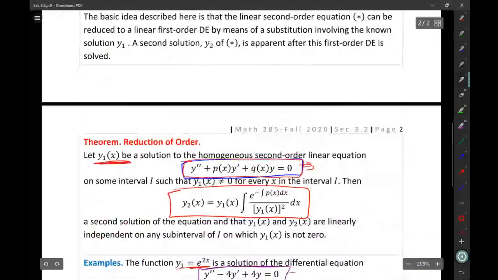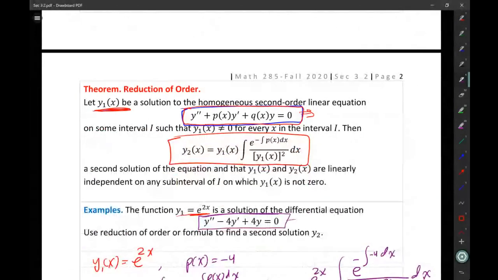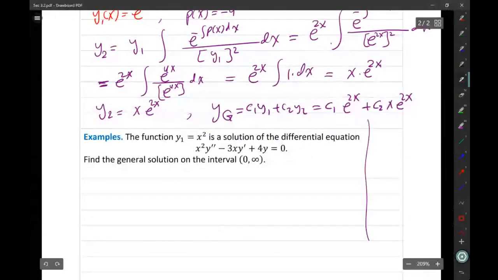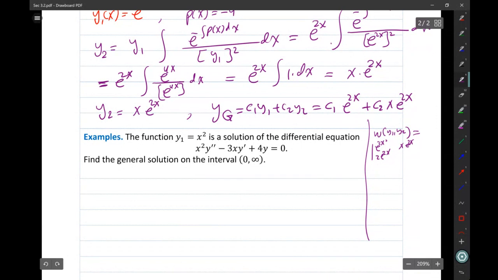Now we have an important notice here: y1 and y2 should be linearly independent. And if you remember from the previous section, to be linearly independent, their Wronskian determinant should not be equal to 0. Now let us check here. The Wronskian of y1, y2 is the determinant of e to the power 2x, 2e to the power 2x, x e to the power 2x, and here we get e to the power 2x plus 2x e to the power 2x. The determinant here is equal to e to the power 4x, which is not equal to 0.